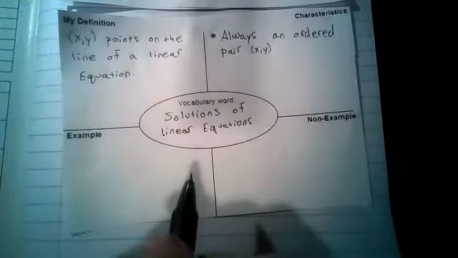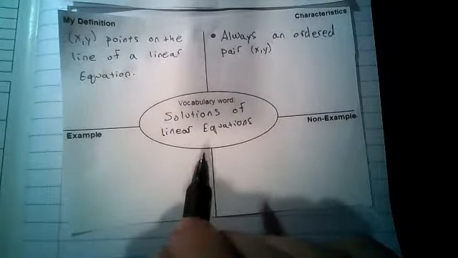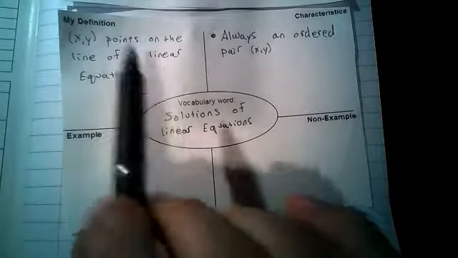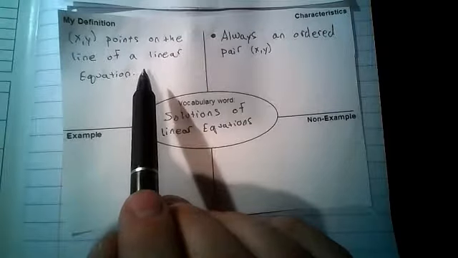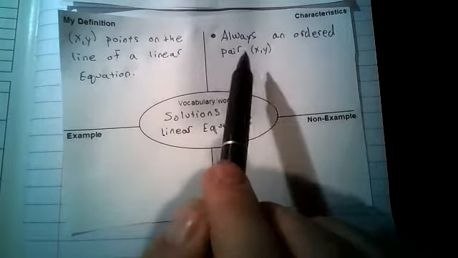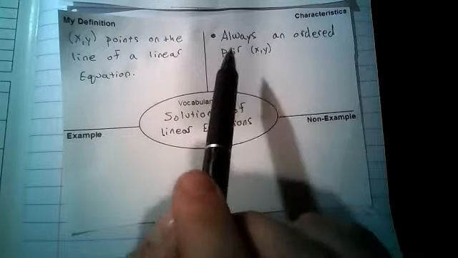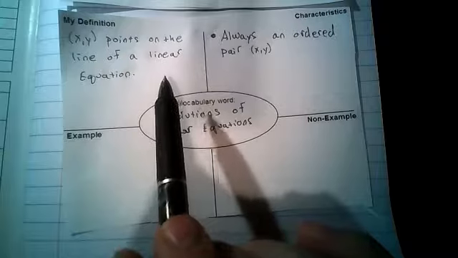So our next Frayer definition is solutions of linear equations. Now, a solution to a linear equation are the xy points on the line of the linear equation. And a characteristic is that it's always an ordered pair, x and y. So they're two numbers that are related. They're combined, they're joined together.